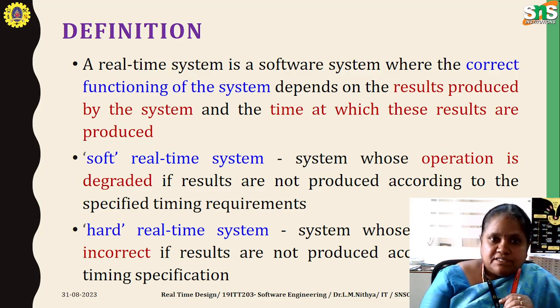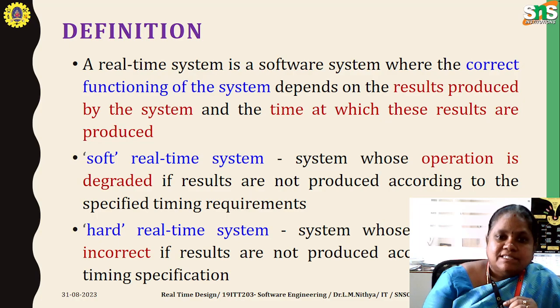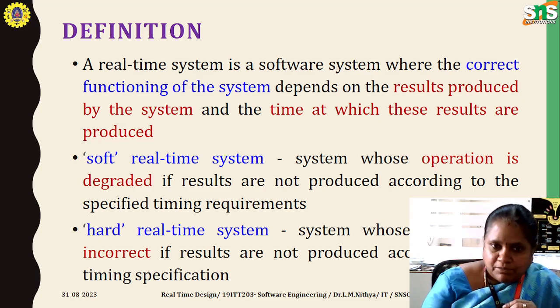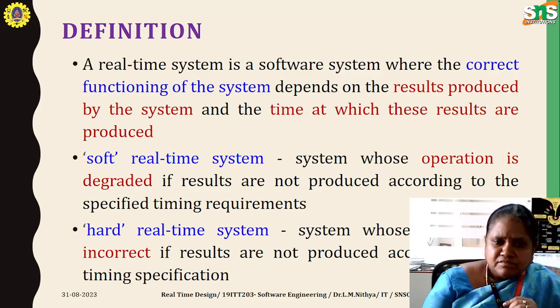Coming to the definition, a real-time system is a software system where the correct functioning of the system depends on the results produced by the system and the time at which these results are produced. So there are two things to be taken care of: the results produced as well as the time at which the results are produced. Real-time systems can be categorized as soft real-time systems and hard real-time systems. Soft real-time systems are those whose operation is degraded if results are not produced according to the specified timing requirement. It has functioned, but it has not produced the results as per the timing requirement. So it will degrade the system. That is a soft real-time system.